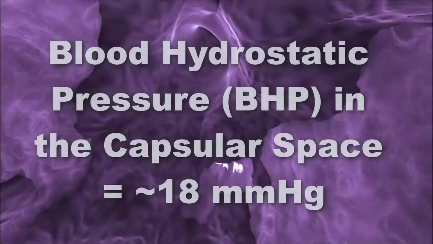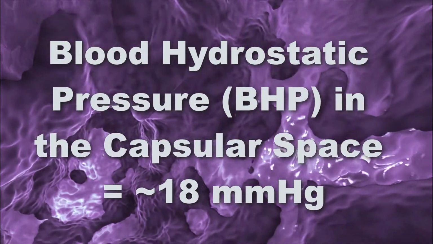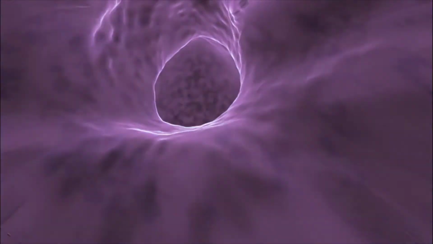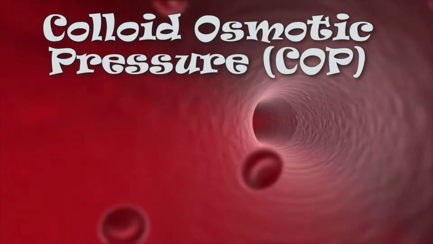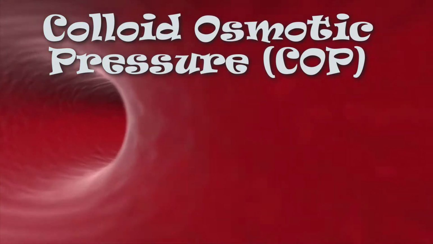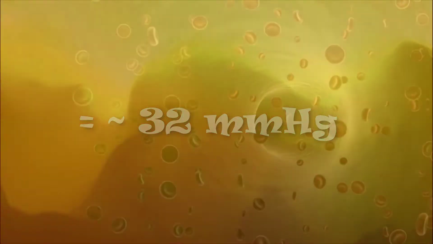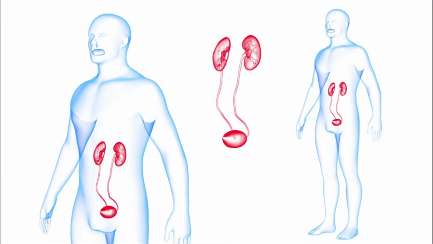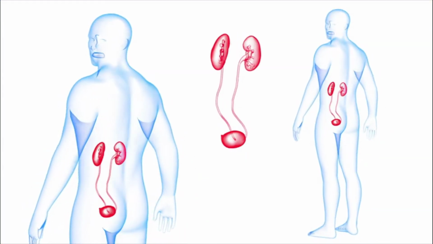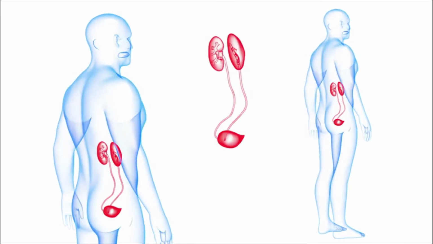The hydrostatic pressure in the capsular space is about 18 millimeters of mercury, compared with a slightly negative interstitial pressure that exists elsewhere. This results from the high rate of filtration and continual accumulation of fluid in the capsule. The colloid osmotic pressure, or COP, of the blood is about the same here as anywhere else, and is 32 millimeters of mercury. The glomerular filtrate is almost protein-free and has no significant colloid osmotic pressure. However, this can change markedly in kidney diseases that allow protein to filter into the capsular space.